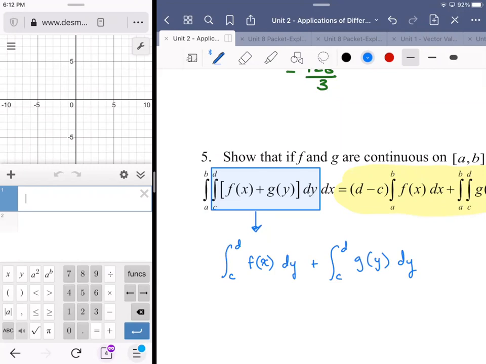Now, we'll still worry about the outer component there. We have another integral to take, but this is enough as it is. So this component is a function of x, and we're integrating with respect to y. So this f of x is treated as constant. So the antiderivative of this is going to be f of x times y over the interval of c to d.